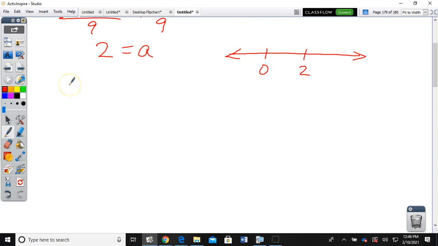Oh, we have to make a number line too? Yes, ma'am. Is it required? You don't have to, but I do it so I'm seeing the intervals. Okay? So what was it again?